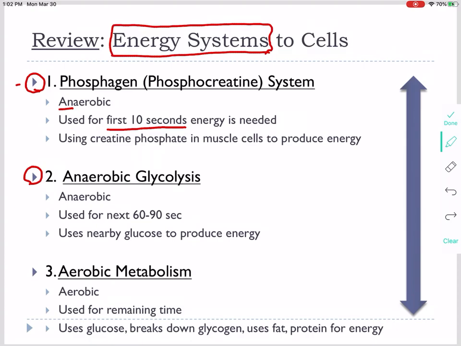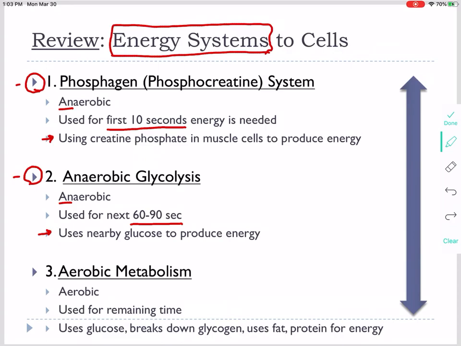But as I continue to exercise, my muscles are going to have to begin to use a second energy system. So after getting energy for the first 10 seconds through the phosphagen system, for the next 60 or 90 seconds, I use a process called anaerobic glycolysis. It's also anaerobic. You can read about how, but that's not going to be on the test. I'd like you just to be able to know the order of energy systems that our cells go to. I'd like you to know whether they're aerobic or anaerobic. And I'd like you to know how long they produce energy for.